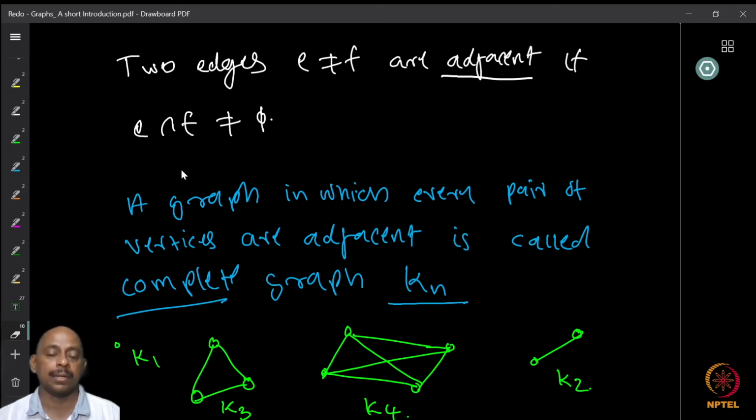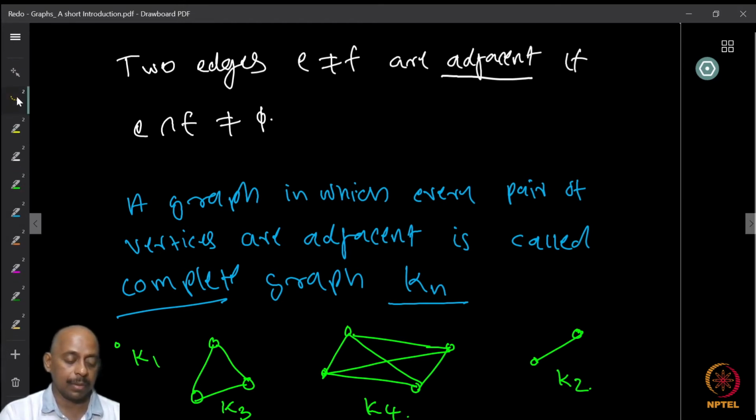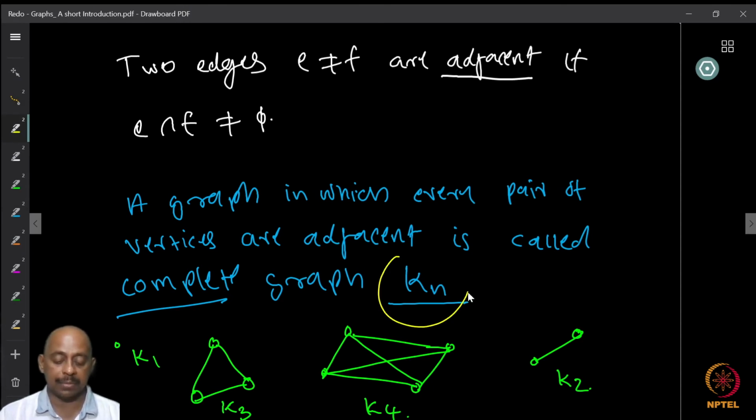All pairs of vertices form an edge, then we say the graph is complete, because we cannot have any more edges, right? We need to select any two-element subset and then decide whether it is an edge. But if we select all two-element subsets, then we cannot add anything further. So therefore, this we call a complete graph, and we usually denote it by the letter K subscript n. Right? This is the symbol that we use.